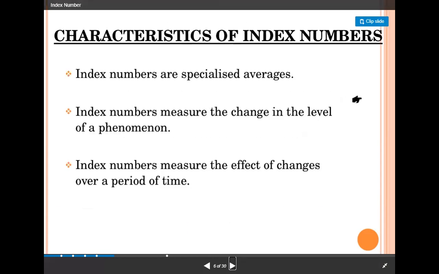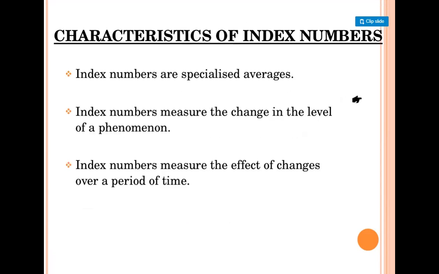So next, what are the characteristics of index numbers? Index numbers are specialized averages. Why are these index numbers called specialized averages? In earlier topics we already used the mean, median, mode, arithmetic mean, sorry, the geometric mean, harmonic mean. So again, all these averages are used in index numbers. That's why index numbers are called specialized averages.